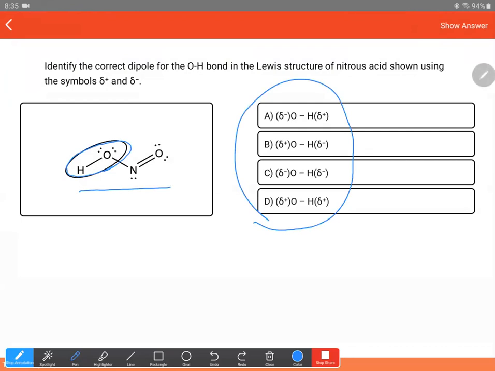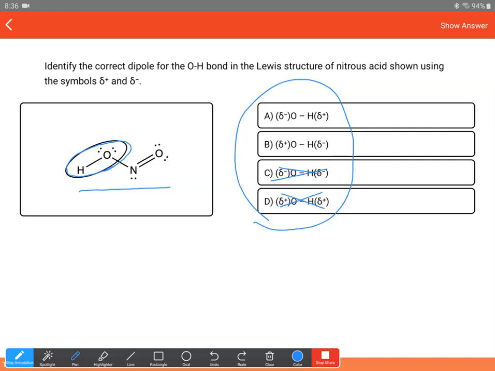And so we see all the answers have it. So we've got to figure out, well, the first thing we can do is look at, well, these ones don't make sense, right? You can't have two partial negatives or two partial positives when you're doing a dipole. That doesn't make sense. In chemistry, we deal with opposite charges. And so in this case, with this idea of electronegativity, which atom is going to pull the electron harder? So they're sharing, they're still going to share. It's not a transfer like ionic, but it's an unequal sharing.